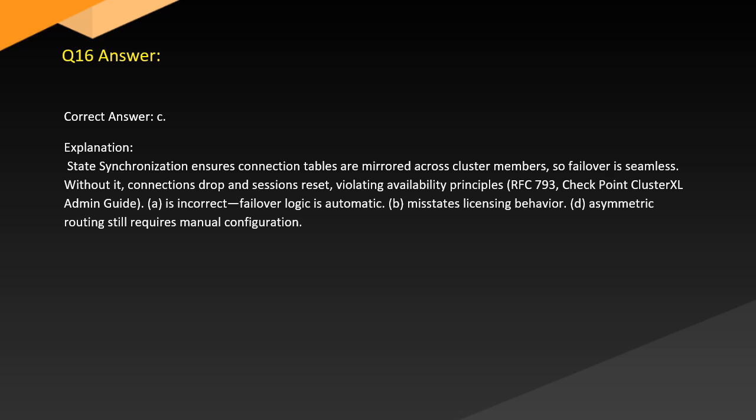Answer. Correct answer: C. Explanation. State synchronization ensures connection tables are mirrored across cluster members so failover is seamless. Without it, connections drop and sessions reset, violating the availability principle, per the Checkpoint cluster admin guide. A is incorrect. Failover logic is automatic. B misstates licensing behavior. D. Asymmetric routing still requires manual configuration.